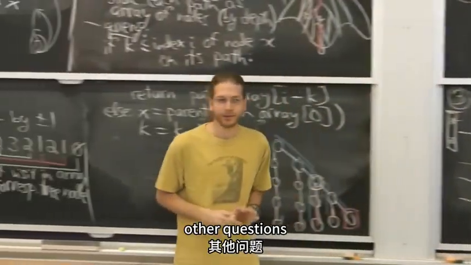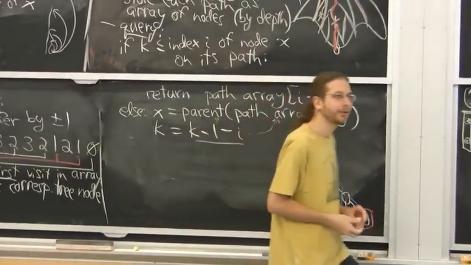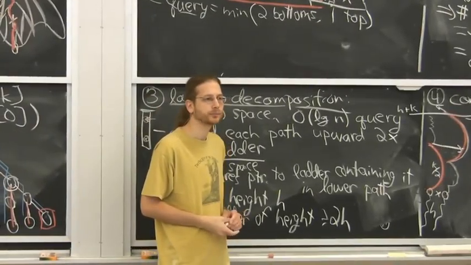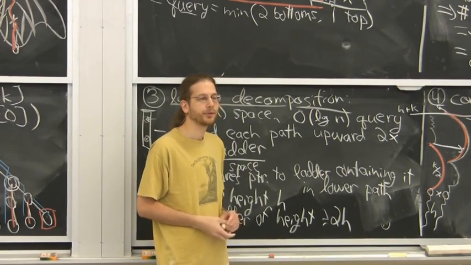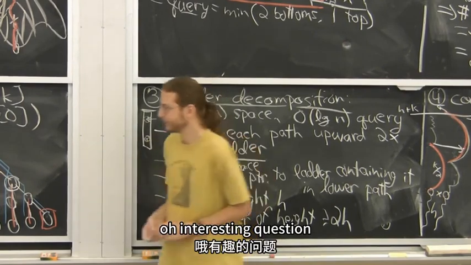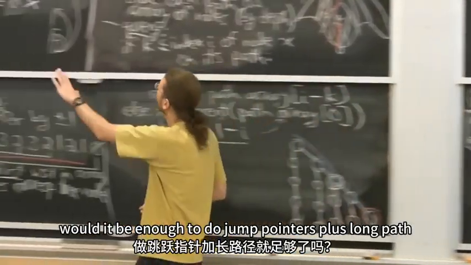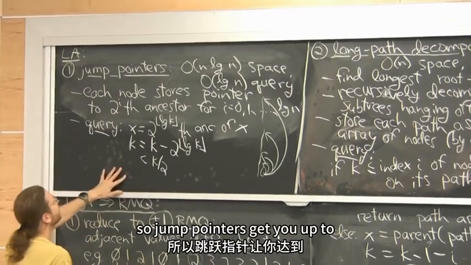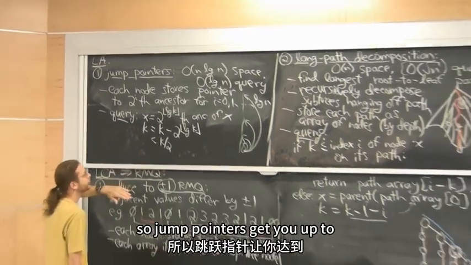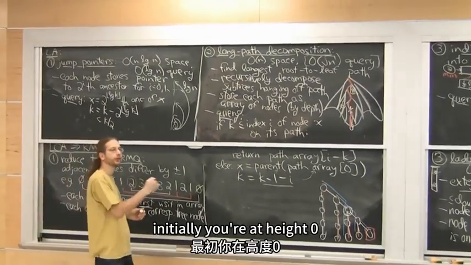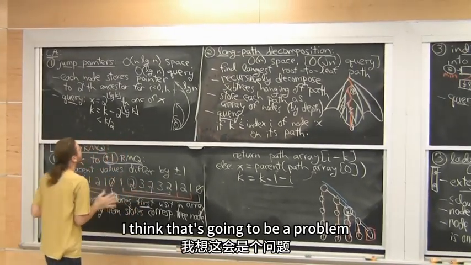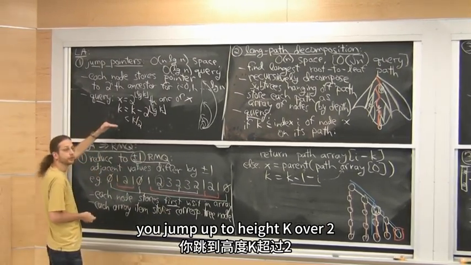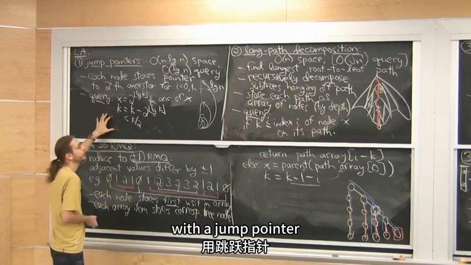Other questions? Yeah. With jump pointers, wouldn't you be high up enough in the tree so that just long path would work? Oh, interesting question. So would it be enough to do jump pointers plus long path? My guess is no. So think of the case where h is 0. Initially you're at height 0. I think that's going to be a problem. You jump up to height k over 2 with a jump pointer.